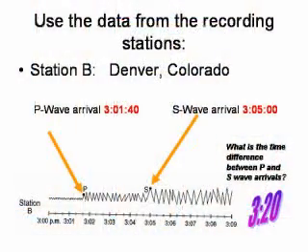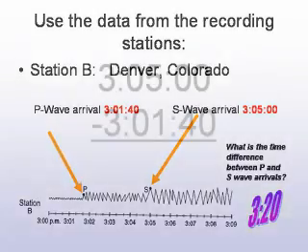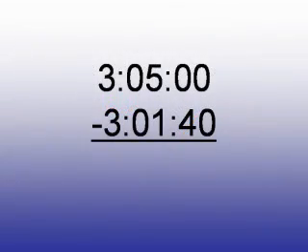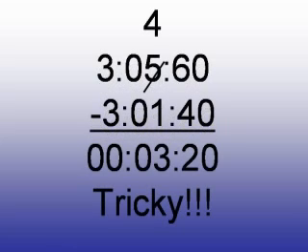Subtracting can be tricky because you have to borrow units of 60 seconds from the minutes column or 60 minutes from the hours column if you have to. Moving on to Station B at Denver, Colorado, we again find our arrival times and subtract to find a difference of 3 minutes and 20 seconds. Here we needed to practice borrowing 1 minute or 60 seconds of time. It's tricky, so don't forget to do this.